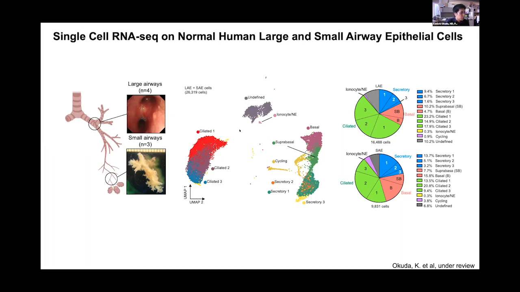The proportion of each cell type is shown in this pie chart. You can appreciate that more than 50% of cells are assigned to ciliated cells. That's really consistent with in vivo morphometric data, so we could collect cells with proportions as similar as possible to the in vivo situation. Also, in small airways the cell proportion looks similar, with a little bit more basal cells and fewer ciliated cells compared to large airways.